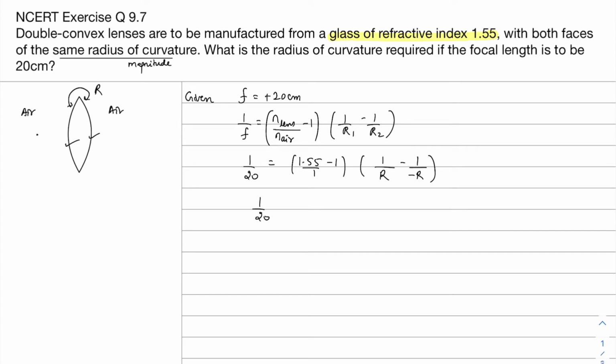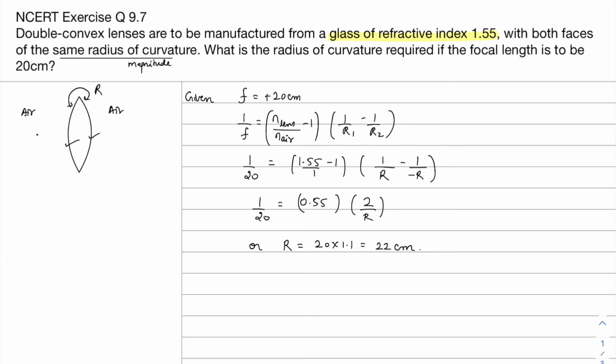Substitute it over here, it gives you 0.55, and you can write it as 2 upon r. If we solve it, the value of the radius comes out as 20 into 1.1, which you can write as 22 centimeters. So the radius of curvature would be 22 centimeters. So this is the way of solving this.